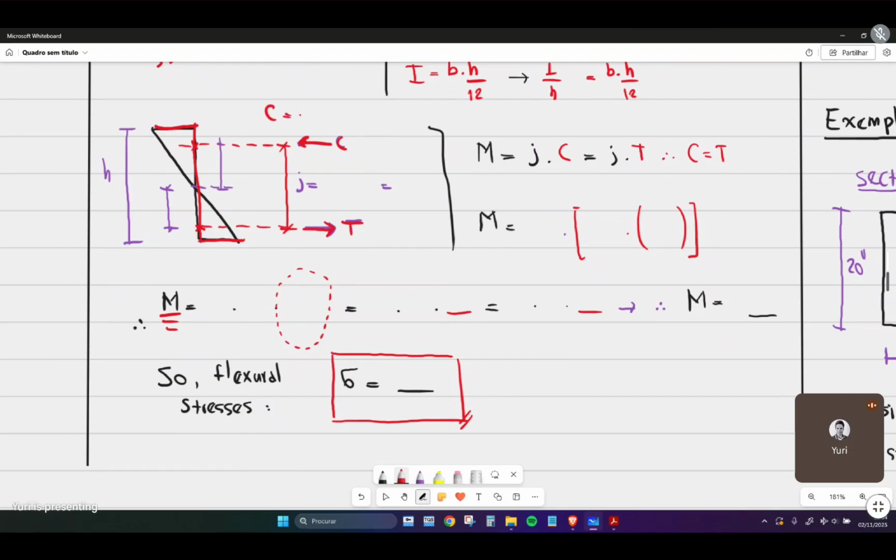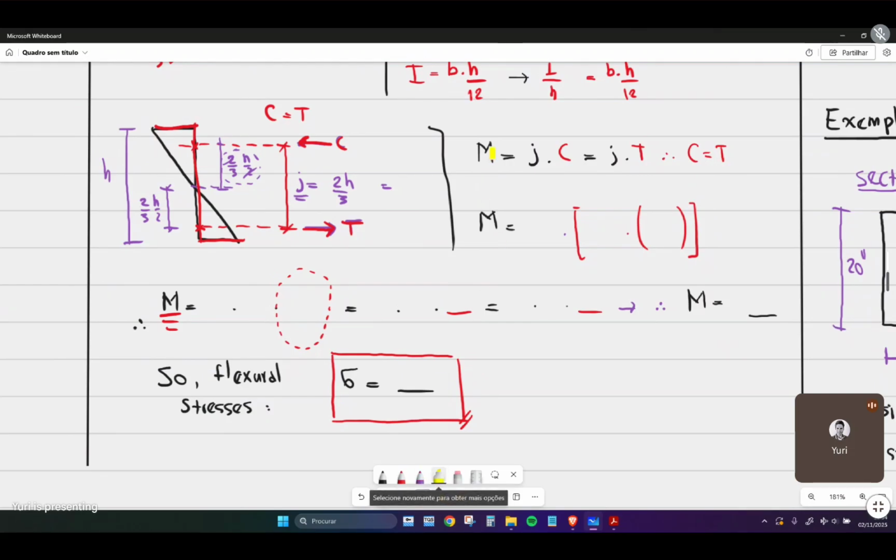Of course, C has to be equal to T. Otherwise you would not have equilibrium. And remembering, the C force is two-thirds of h over 2 from the neutral line, and the T is also the same thing, two-thirds of h over 2. So the lever arm here, let's just call it j, is going to be 2 times this, so 2h over 3. This is the lever arm.